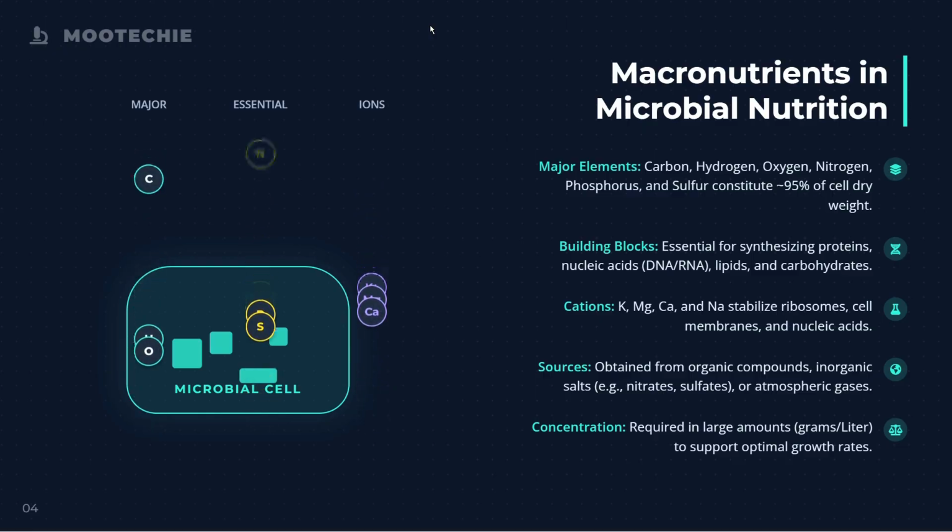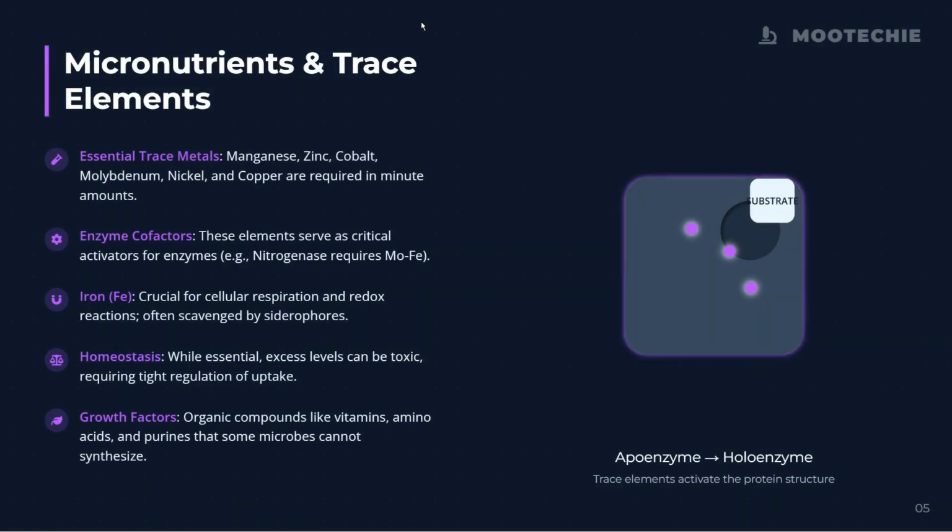Moving from the major elements, we now explore micronutrients and trace elements. These are required in only minute or trace amounts, but are just as essential. They include metals like manganese, zinc, cobalt, molybdenum, nickel, and copper. Their primary role is to serve as enzyme cofactors. These elements activate enzymes, allowing them to function. A classic example is the enzyme nitrogenase, which requires both molybdenum and iron to work.